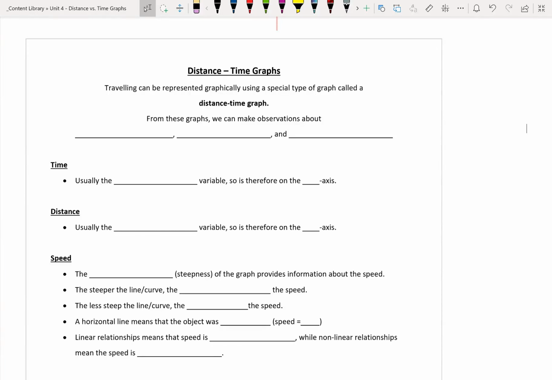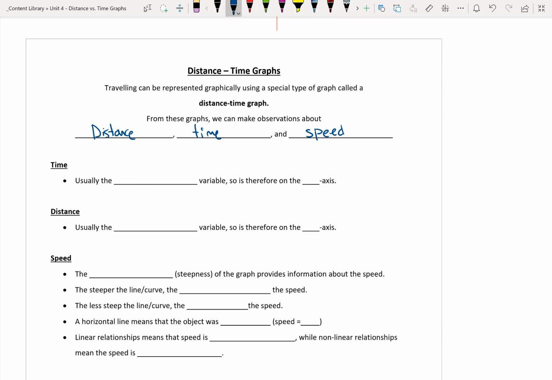In today's note, we're going to be looking at distance time graphs. So traveling can be represented graphically using a special type of graph called a distance time graph. And from these graphs, we can make observations about three things. Two of them are in the title, so distance, time, and speed is the third one. So we can make observations, or we can make comments about these three things from distance time graphs.